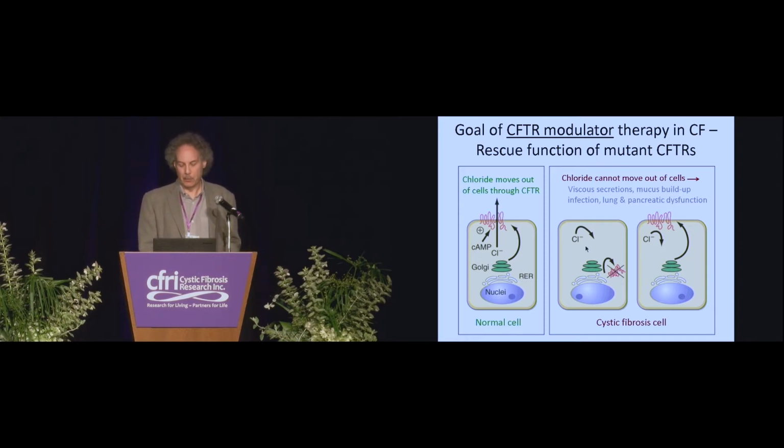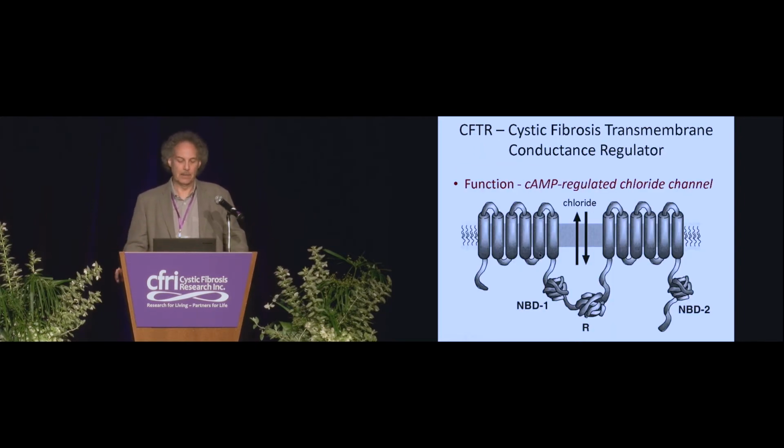On the right, CFTR is unable to function at the membrane, either because it never gets to the membrane, or because it gets to the membrane but is not gated properly, that is, does not open. Chloride cannot move out of cells, leading to the disease manifestations, including viscous secretions, mucus buildup, infection, and so forth. So the goal of CFTR modulator therapy is to make the cell on the right look like the cell on the left.